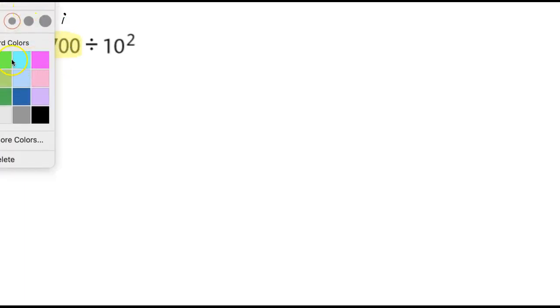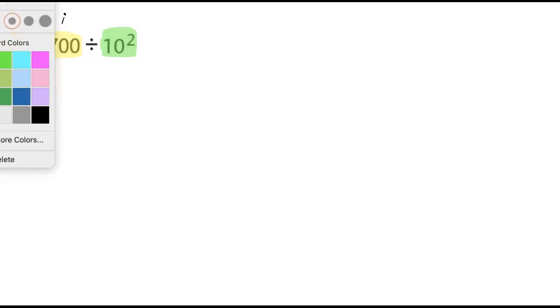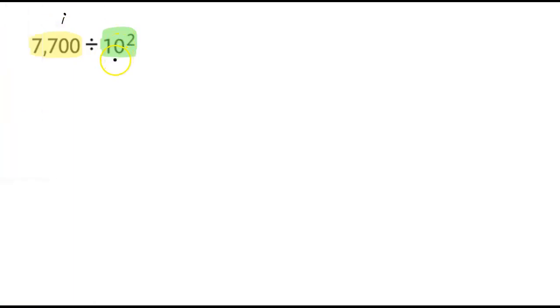And then our divisor, I'm going to highlight in green. This is the divisor, 10 to the power of 2. But if you look at the dividend, do you see a decimal? And if you don't, that's okay, because we know that there's an understood decimal right there, right behind the ones place. So that's where our decimal is.